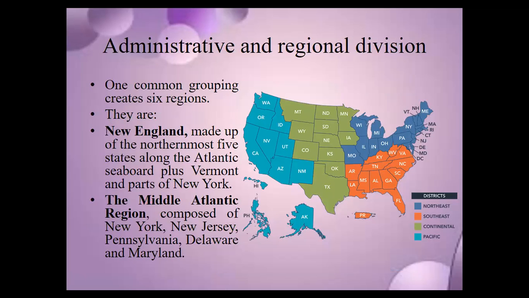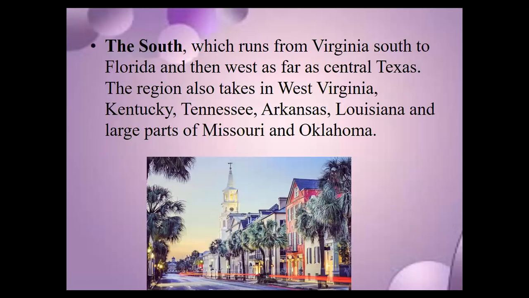One common grouping creates 6 regions. They are New England, made up of the northernmost 5 states along the Atlantic seaboard, plus Vermont and parts of New York. The Middle Atlantic region, composed of New York, New Jersey, Pennsylvania, Delaware, and Maryland. The South, which runs from Virginia south to Florida and then west as far as central Texas. The region also takes in West Virginia, Kentucky, Tennessee, Arkansas, Louisiana, and large parts of Missouri and Oklahoma.